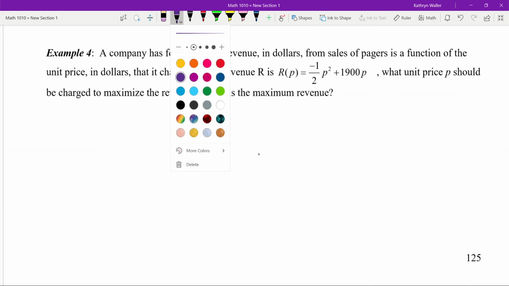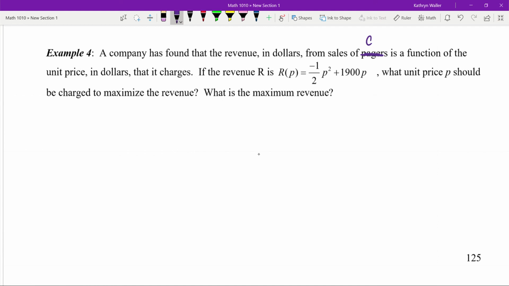So let's just cross out the word pagers and let's say cell phones. I was talking to Mrs. Baird, who also teaches 1010, and she said yeah, we need to change that to cell phones. So it's changed. Okay, here we go. There's your equation. So everybody start with x equals and y equals. It's solve for R of p.